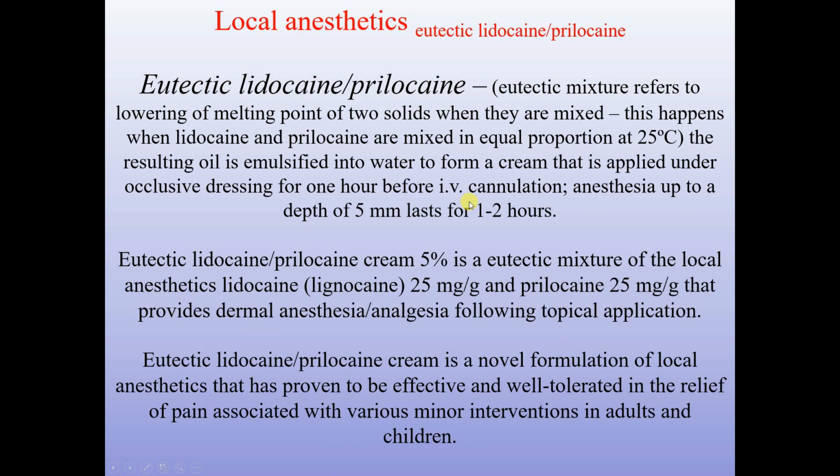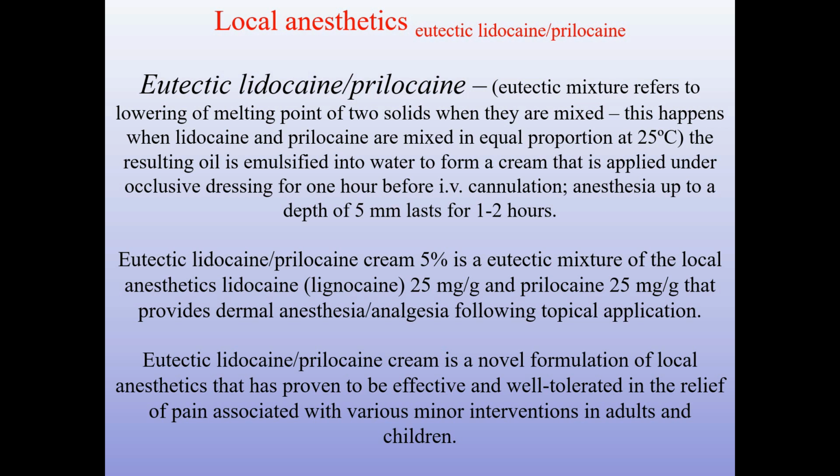Next very interesting one is eutectic lidocaine prilocaine. Eutectic mixture refers to lowering of melting point of two solids when they are mixed. This happens when lidocaine and prilocaine are mixed in equal proportion at 25 degrees Celsius. The resulting oil is emulsified into water to form a cream that is applied under occlusive dressing for 1 hour before IV cannulation. Anesthesia up to depth of 5 mm lasts for 1-2 hours.